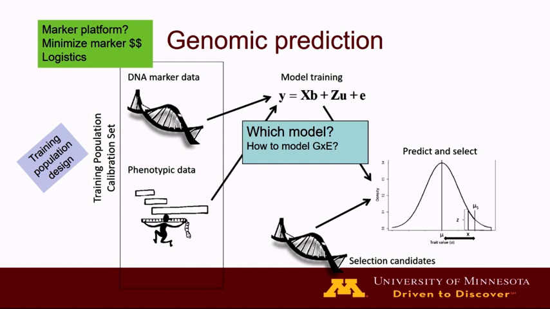There are questions surrounding just training population design. So which individuals do we put into our calibration set to make our calibration set as informative and predictive as we possibly can? And on top of that, which model do we use? And how do we model genotype by environment interaction effects? Those are just a few questions that pop up. And I'm not going to cover all of these because I was only given about 20 minutes or so. So I'm just going to cover a couple of these things. So I'll cover model here real quickly.